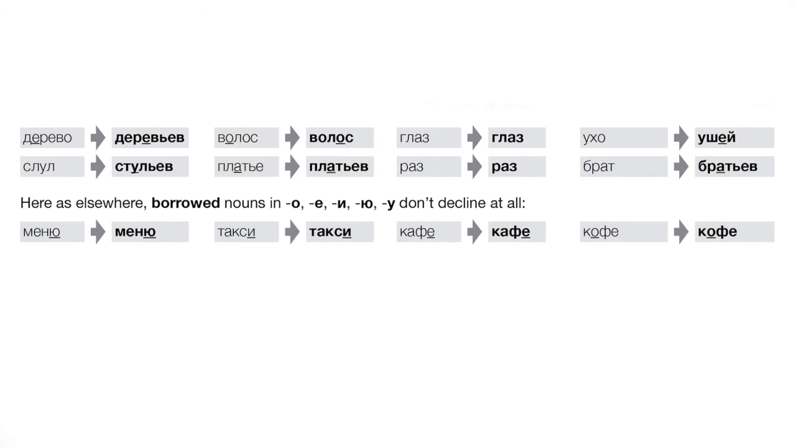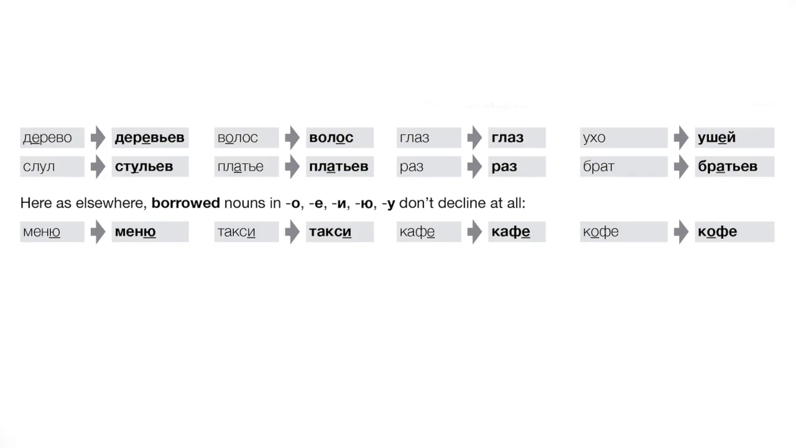Now remember that here as elsewhere, if we have a borrowed noun that ends in an о, е, и, ю, у, those don't decline, period. And that also extends to the genitive plural, and also the nominative plural, of course, right? So меню, такси, кафе, кофе, right? Those don't change anywhere, including in the genitive plural.